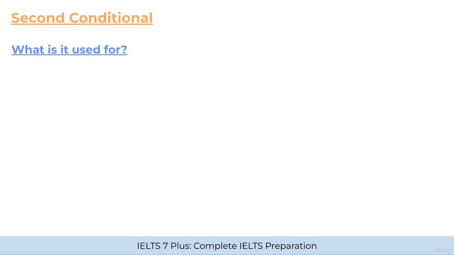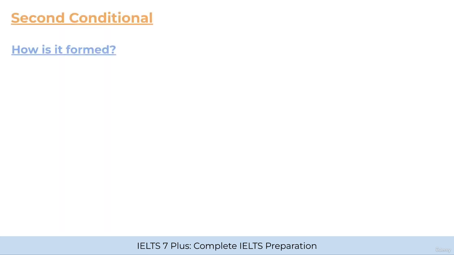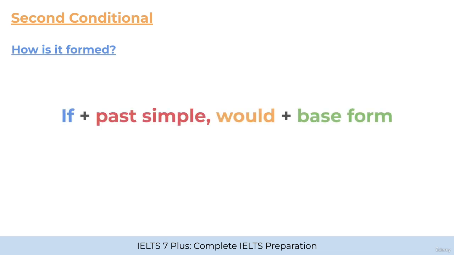Second conditional. What is it used for? Well, it is used to talk about unreal or unlikely situations in the present or the future. So how is it formed? We want to use our if clause plus our past simple this time. So we have our if clause followed with past simple. Then in the next clause we have would followed by the base form of the verb.